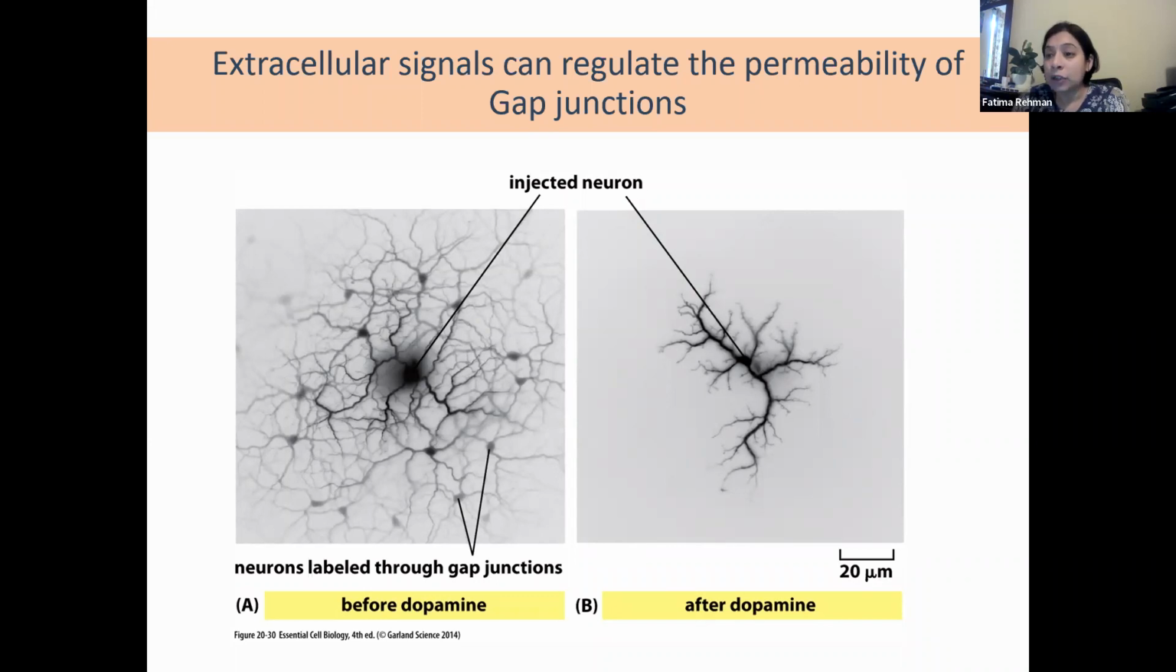These are essential in the movement of signals from extracellular systems into the cell, because those are regulated by the permeability of your gap junctions. So here is an example of that. Here is an injected neuron, and you're looking at neurons labeled through the gap junctions. Before dopamine, after dopamine, which would cause this to be disrupted, you have much less movement within that structure because these gap junctions are no longer functioning, and so that crosstalk is unable to be executed.